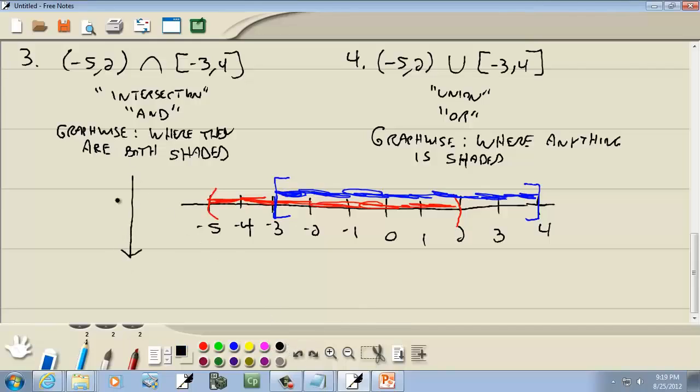Okay, now let's write our answers down. Our first one here, the intersection of these. Graph-wise, there's where they are both shaded. Well, these are both shaded from negative 3 to 2. And bracket on negative 3, bracket on negative 3. Parentheses on 2, parentheses on 2. So whatever symbol's there, you just carry down. Now this one is where anything is shaded, the union. So where anything is shaded is from negative 5 to 4. Parentheses on negative 5, bracket on the 4. And those will be our answers for those two.